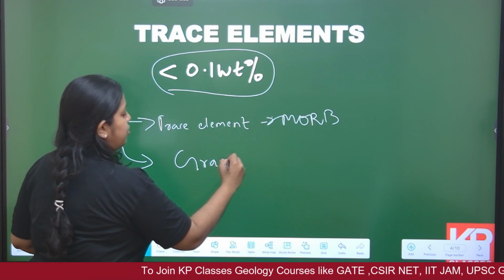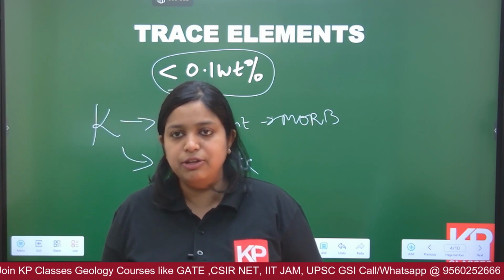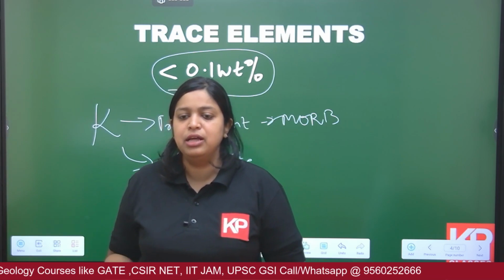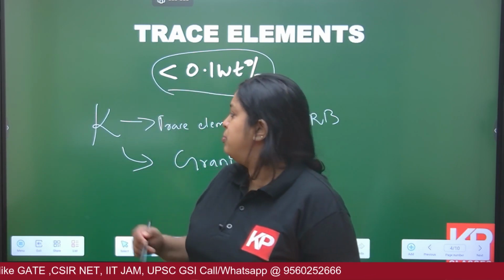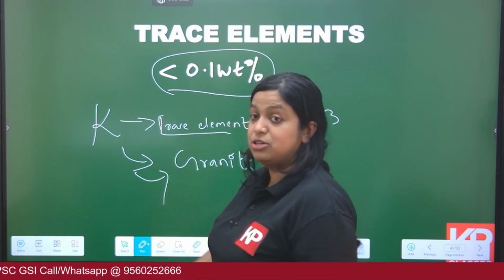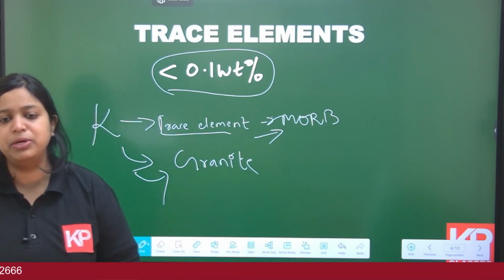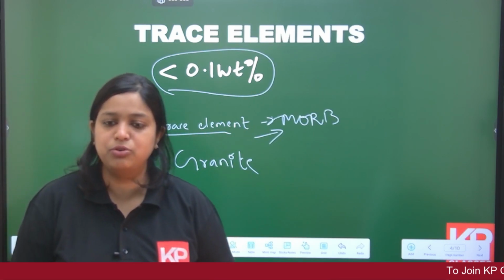Granite, it is not at all a trace element in granite. So in a different rock, a different element will behave separately. A particular element may be a trace element in one rock, and it can be one of the major constituents of another rock. So a trace element concentration varies from rock to rock.